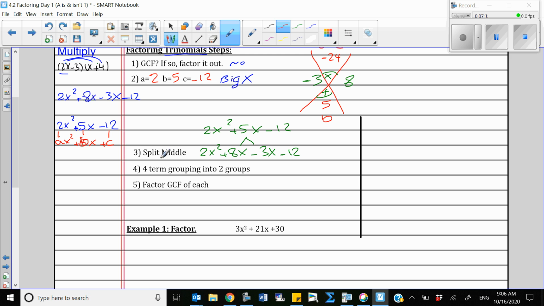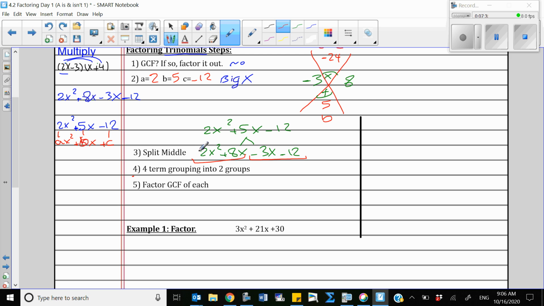This was the third step. Now the fourth step. Use the four-term grouping into groups. So I'm going to put these in groups. First group and this one, second group. Then we need to find the GCF of each group.